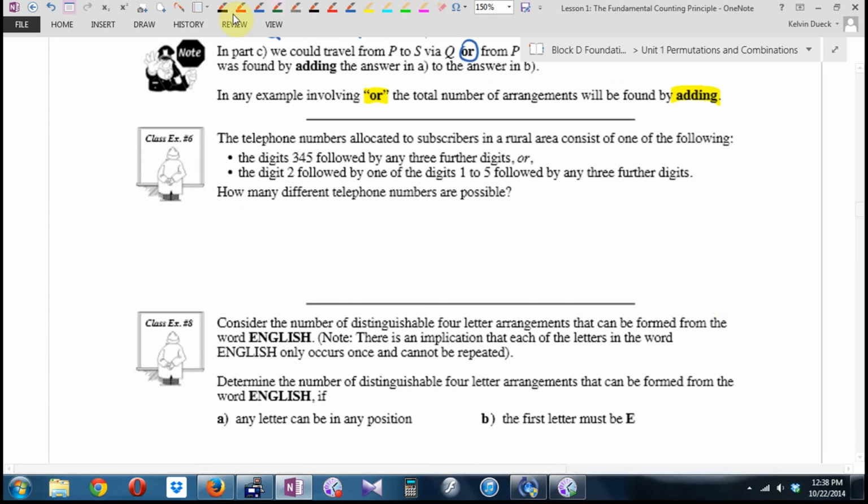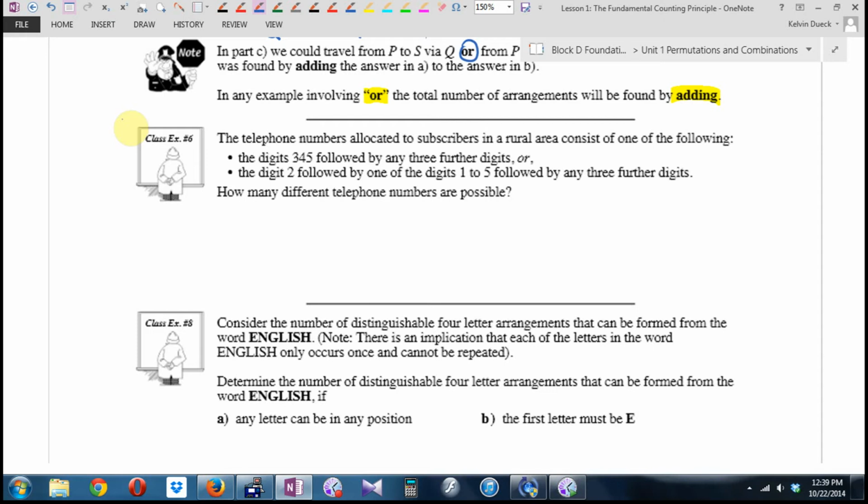Telephone numbers. The telephone numbers allocated to subscribers in a rural area consist of one of the following. The digits 3, 4, 5, followed by any 3 further digits, or the digit 2, followed by one of the digits 1 to 5, followed by any 3 further digits. How many different phone numbers are possible?